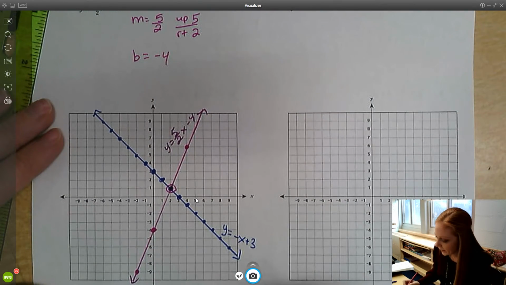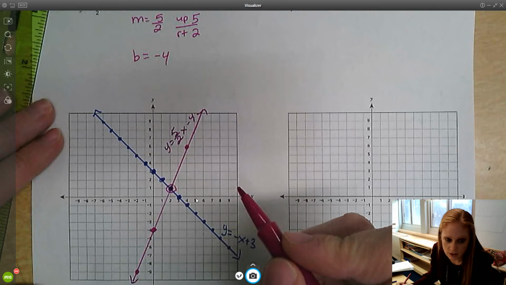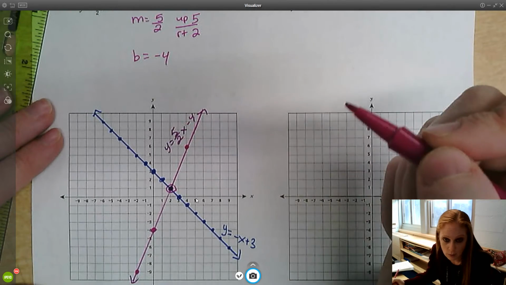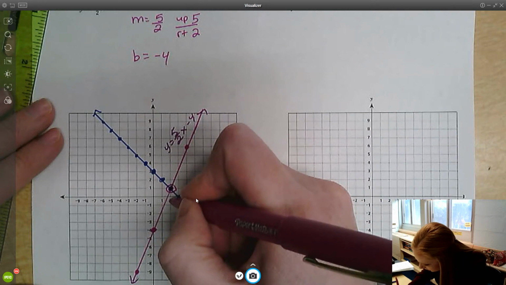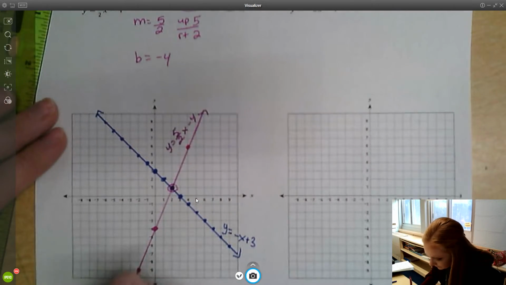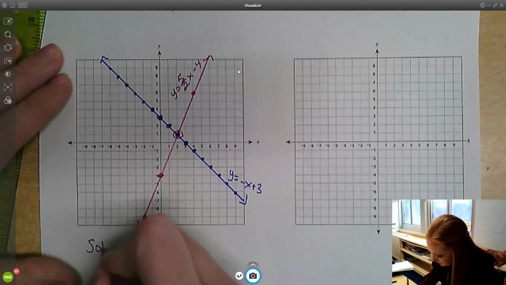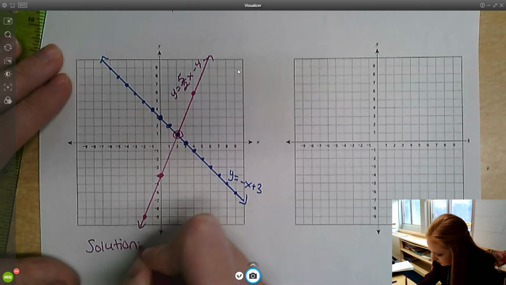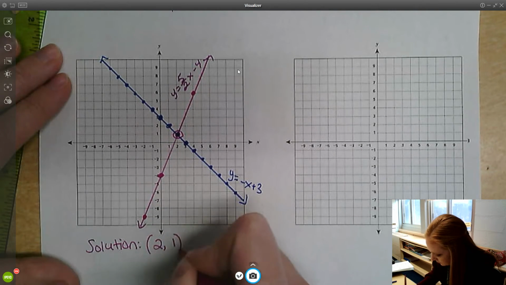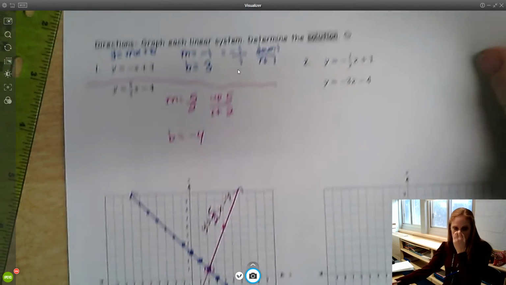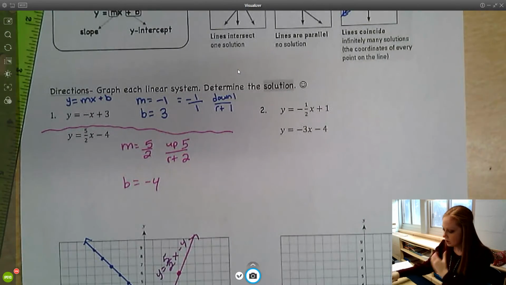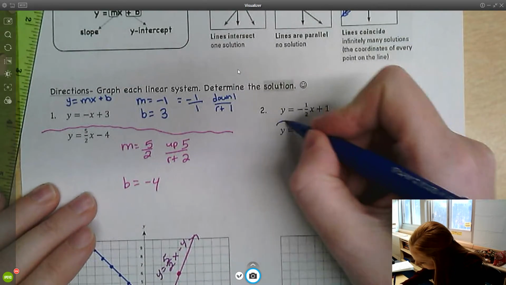All right, so here we have one solution because they are intersecting. They have different slopes. That's how we knew that there'd be one solution before we even graphed it. And that solution is at the point 2, 1. Awesome. Okay. Move on.